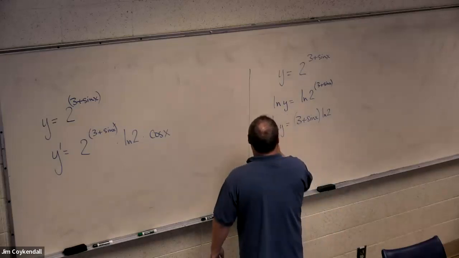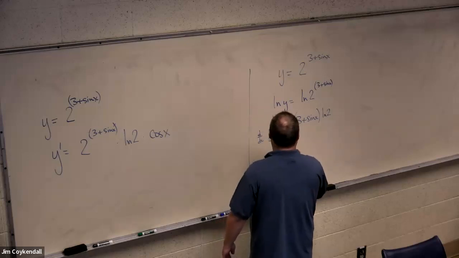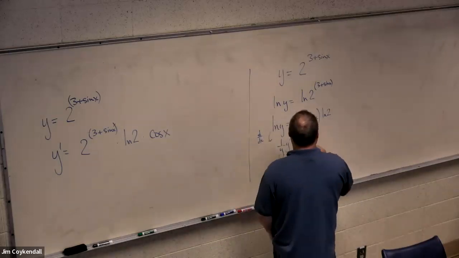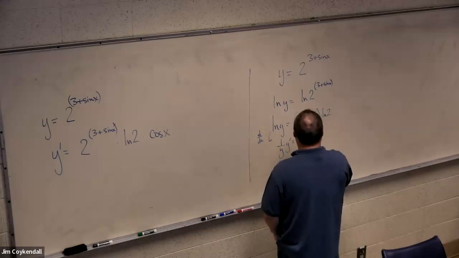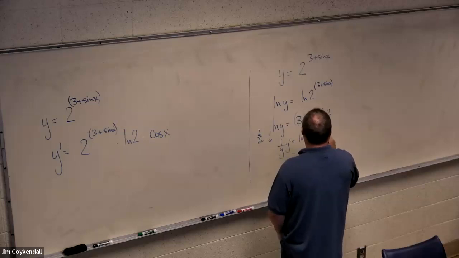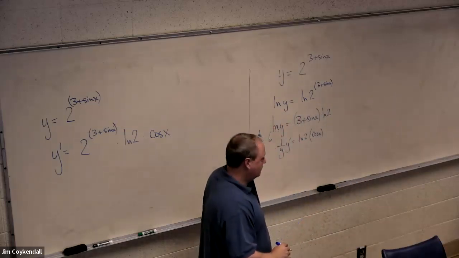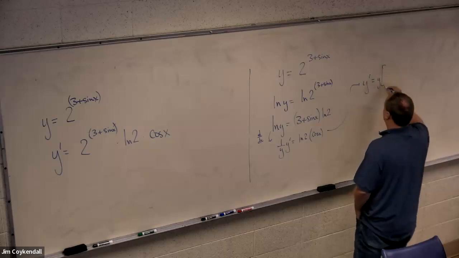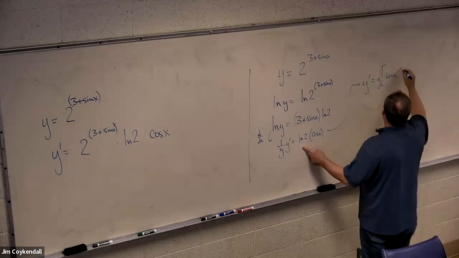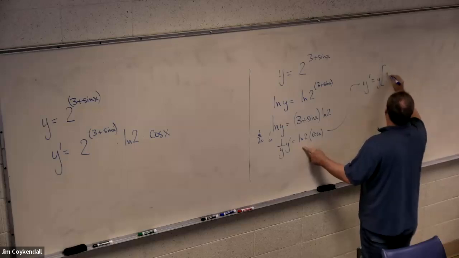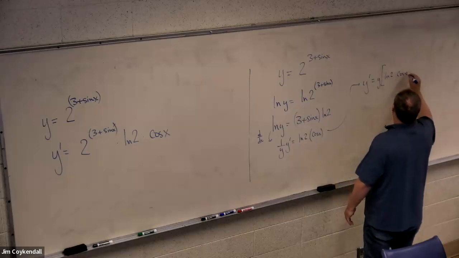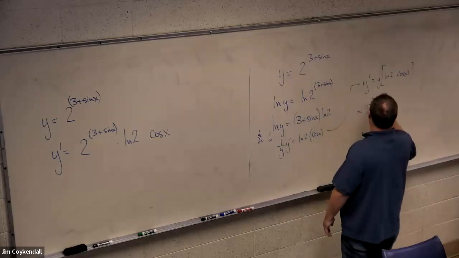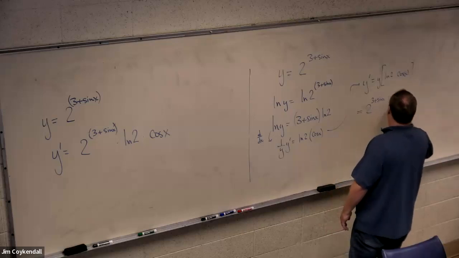So let's take the derivative here. d/dx. This is 1 over y times y prime. Right. And the derivative of this is log 2 times the derivative of what's inside, which is cosine x. So we solve for our formula. y prime is y times this mess here: cosine x log 2. And y was whatever y was, 2 to the 3 plus sine x, times natural log 2 cosine x.